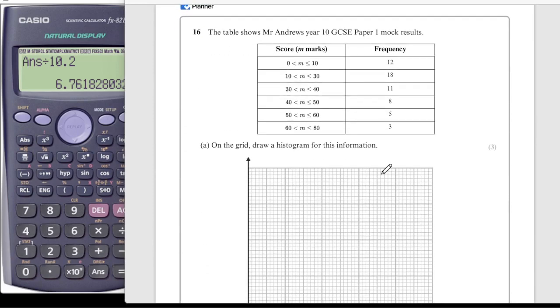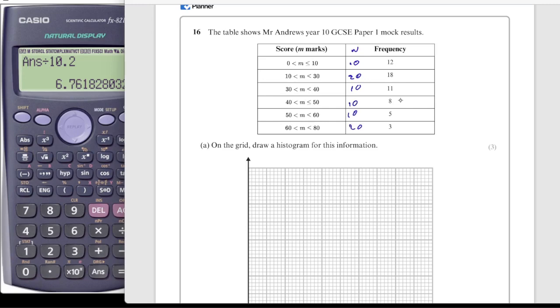Right, question 16. The table shows Mr. Andrews' Year 10 GCSE Paper 1 mock scores. So we've got our groups and we need to draw a histogram for this information. For the histogram, I'm going to start off with the width of the bars, so I'll call that W. I've got a width of 10 there, width of 20 there, 10 there, 10 there, 10 there, and 20 there.